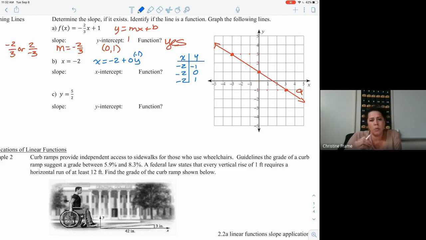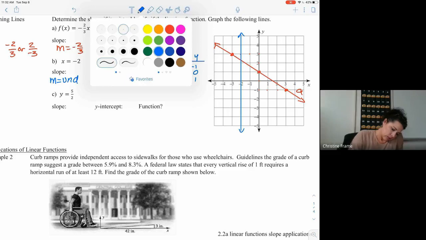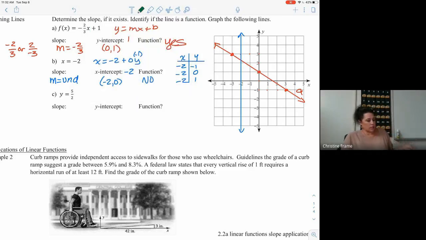Guess what x always equals? It always equals -2. Doesn't matter what y is. So it would be that line right there. So what is my slope? It's undefined. My x-intercept is -2, or at (-2, 0). And this is not a function because it doesn't pass the vertical line test. Okay? So just a reminder, when you have x equals a constant, it's a vertical line. So that's B.